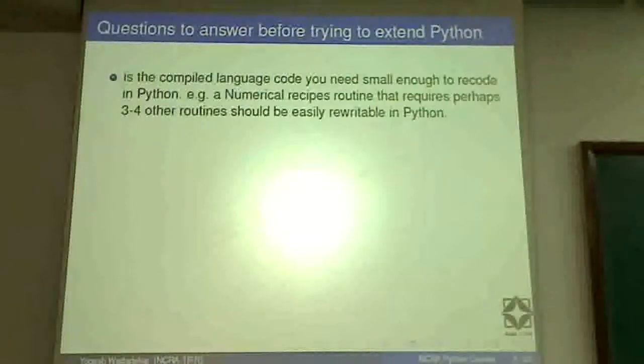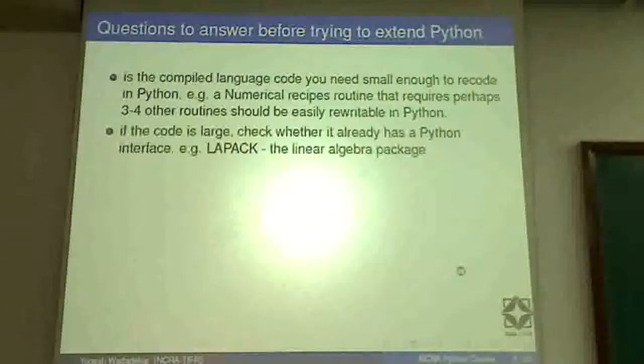So suppose you have some compiled language code, and it is small enough to recode in Python. Suppose you wanted some Numerical Recipes code, which is there in C or Fortran, and it may in turn depend on 3 or 4 other subroutines. You can just easily take all of them and recode them in Python. And there are various projects already available. Even this has already been done to a large extent in SciPy, so you don't even have to do this. But suppose there are 1 or 2 specialized functions which have not been converted, you can do those.